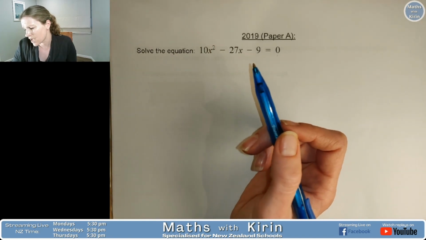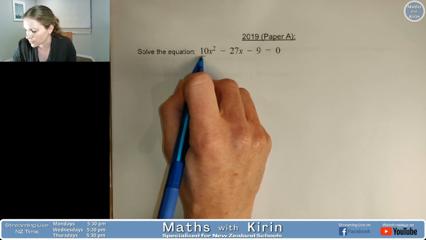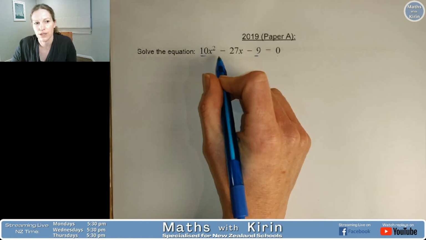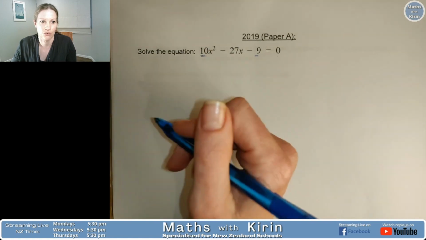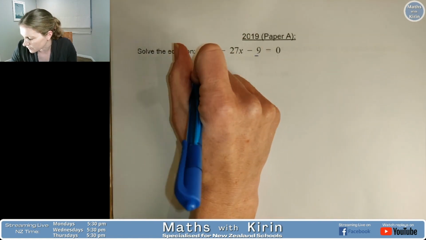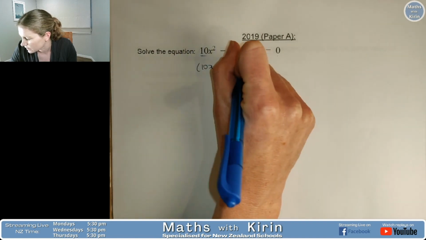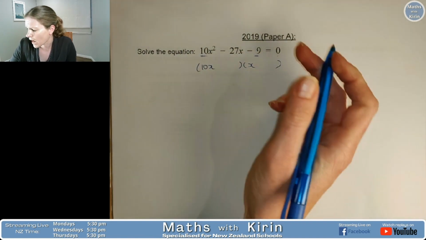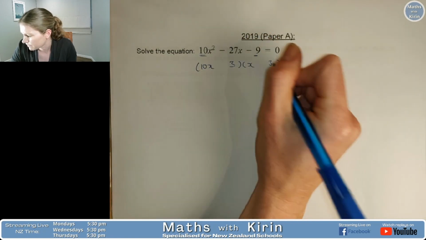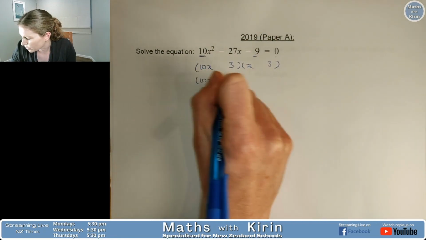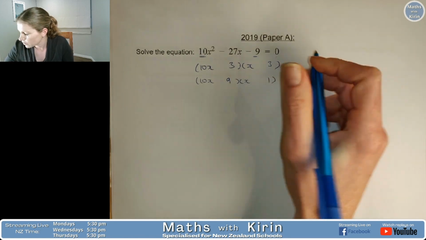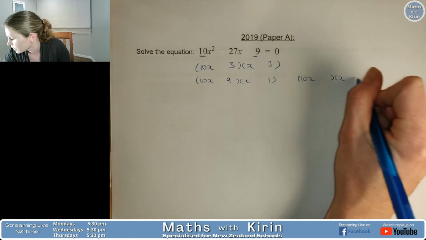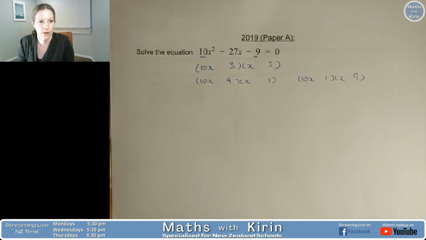So this one is a little bit tricky in that you've got a 10x squared and you've also got a negative 9. So neither of those are prime numbers. So what you might want to do is just, I guess, think about all of your possibilities and go through them until you get one that works. So for the 10x squared, you might have a 10x and an x. And for 9, we could have 3 and a 3. Or if we keep with our 10x and our x, we could have 9, 1, or that same thing, but our 1 and our 9 the other way around.